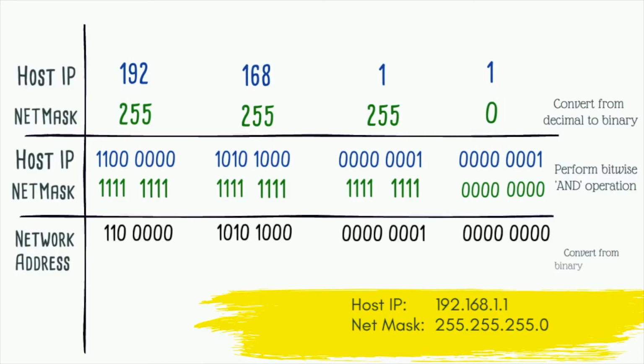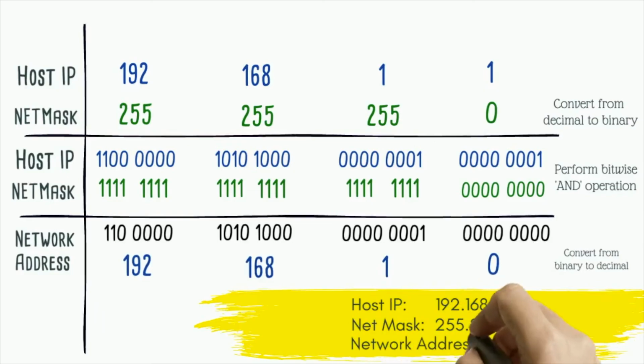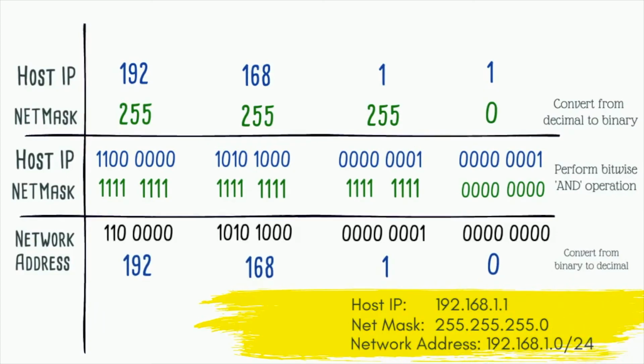For clarity, we will convert this address back to decimal notation. Again, pressing the calculator, we will get 192.168.1.0, which is the network address of this network. So, there you go. That's how we can calculate the network address of any network.